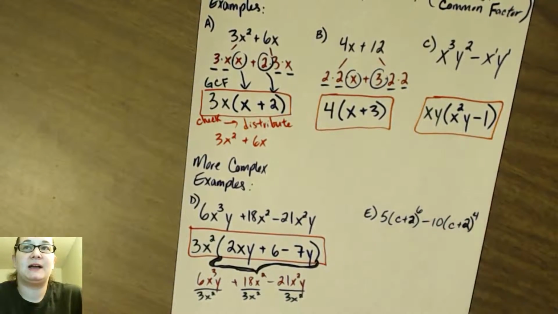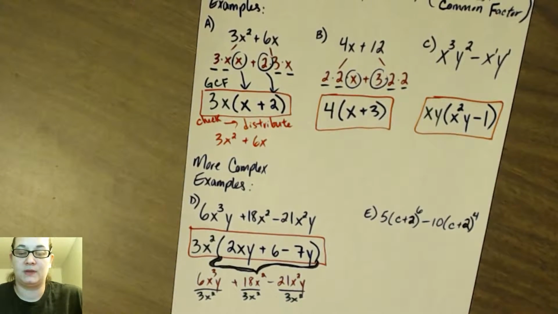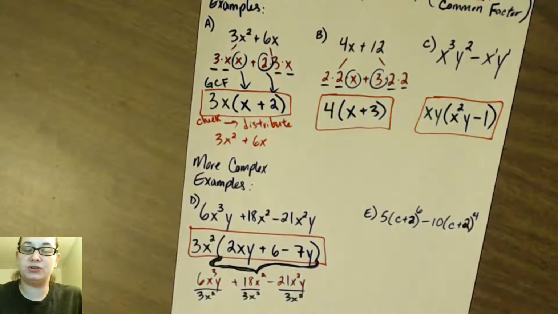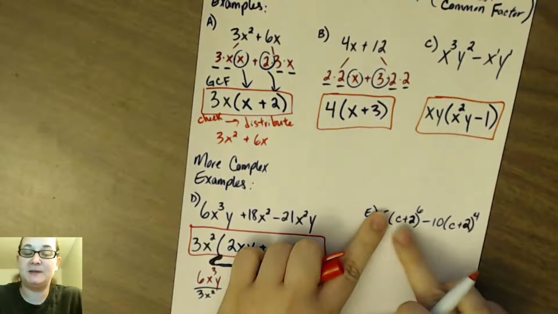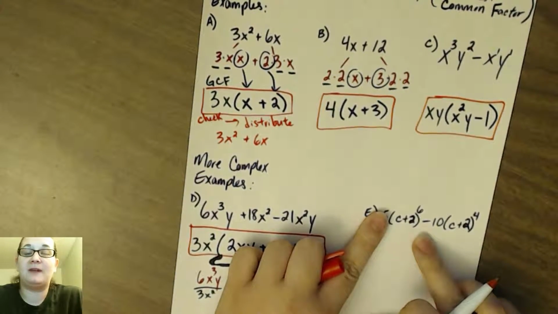So for this last one, what I want you to imagine is what would it look like if instead of this c plus 2, if you had a variable there instead.